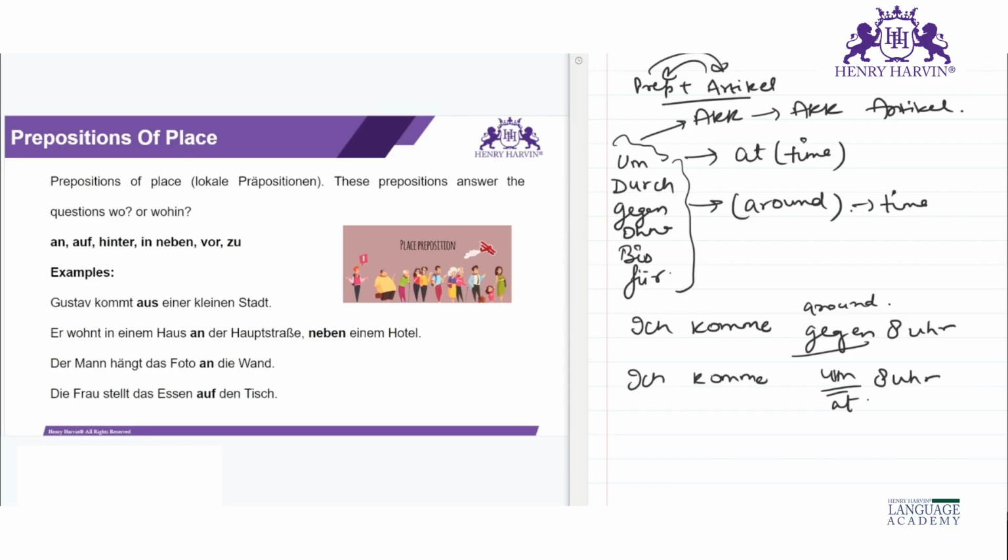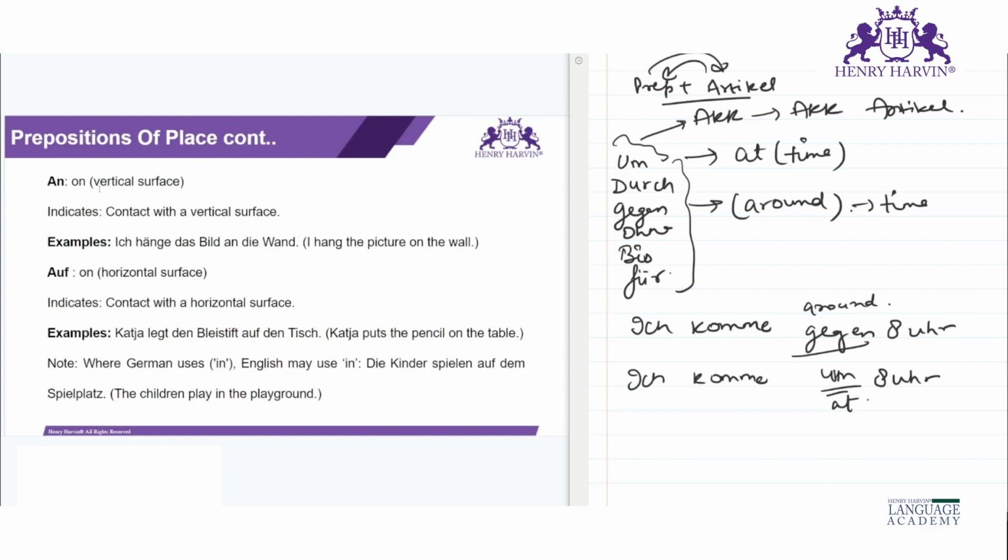Der Mann hängt das Foto an die Wand. The man is hanging the photo on the wall. Die Frau stellt das Essen auf den Tisch. The lady is putting the food on the table. An is on, a vertical surface, that indicates a vertical place. Ich hänge das Bild an die Wand. I hang the picture on the wall. Auf as on, a horizontal surface. So Katja legt den Bleistift auf den Tisch. Katja puts the pencil on the table.